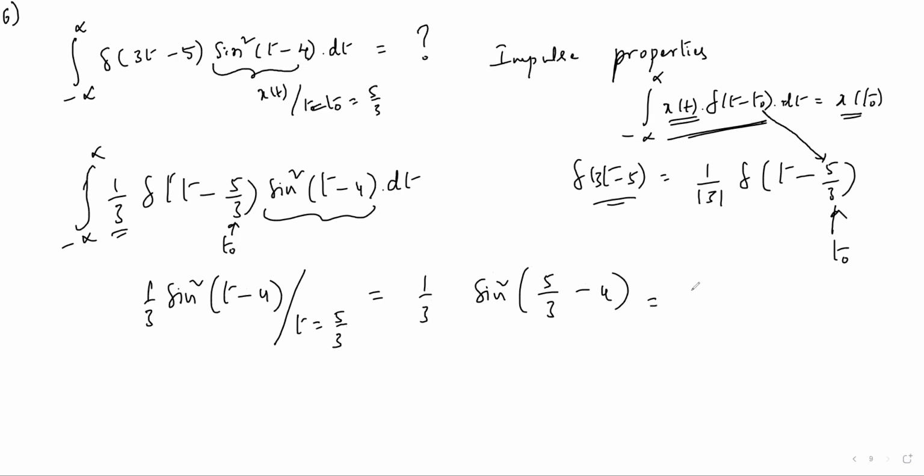We can simplify this one. 1 by 3 sine square of (5 minus 12) by 3, so it is minus 7 by 3. This is the answer: 1 by 3 sine square 7 by 3. Here a minus is there inside the sine square function. Sine is an odd function, but the square is there, so we get plus 1 only. So this is the answer, you can verify.